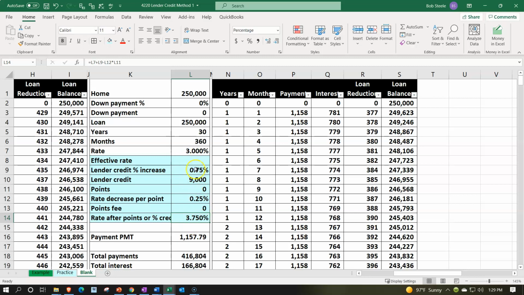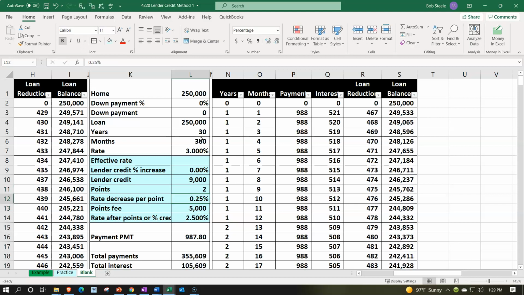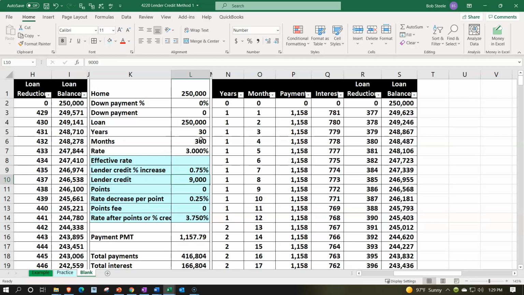So in other words, if I had points here, if I didn't have this number and I had points, then we'd have a decrease in the rate by that 0.25. But in this case, we don't have points, and we have this change, which was 0.0075%, taking the rate up from 3% to 3.75% in exchange for them giving us a lender credit we can then use to pay off the closing costs up front of the $9,000.